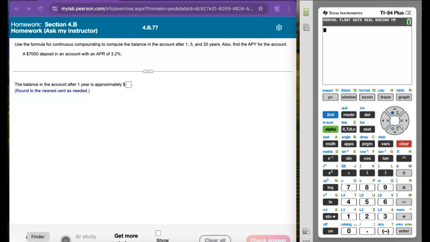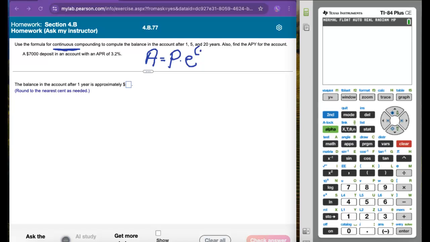In this particular problem from my math lab, we're asked to use the formula for computing continuously compounded interest. Okay, so for continuous compounding, we need to know what the formula is. And the formula is A, the amount in the account, equals the amount deposited, that's the principal, times E, and E is just an irrational number, and we'll look at that on the calculator, and that's raised to the rate of interest, the annual percentage rate.